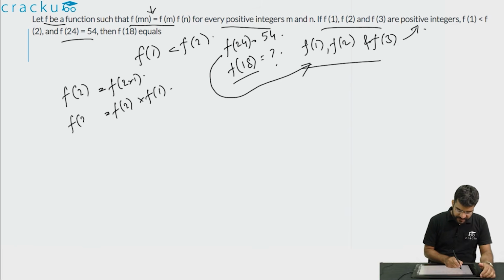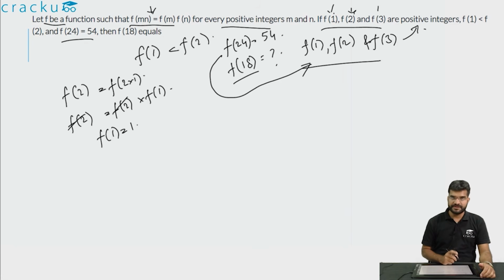So f of 2 is equal to f of 2 into f of 1. As all three of them, that is f of 1, f of 2 and f of 3, are positive integers, they can't be equal to 0. So we can actually cancel f of 2 on both sides and we can conclude that f of 1 is equal to 1. This is the first equation. This would also imply that f of 2 is greater than 1, because f of 2 is greater than f of 1. So f of 2 is a positive integer which is greater than 1. So it will be something like 2 or 3 or something on these lines.